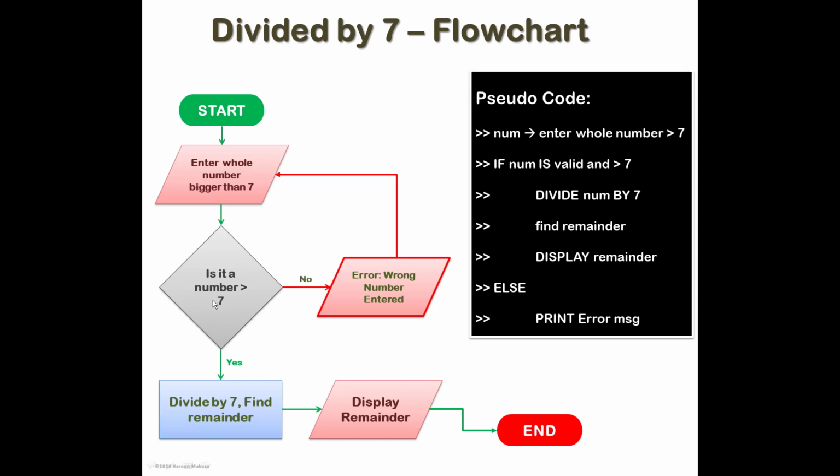But if a number is not greater than 7, it's going to show an error message, wrong number entered, and then it gives you another chance. In between here you can say refresh the screen, delete everything on the screen, refresh the program, and then ask them to enter a number again. There is a lot more to it, and this is just a basic version, for example, for a year 7 class, for beginners. If you're more advanced you can expand on this flowchart and make it even more complex. So the number is divided by 7, you find the remainder, you display the remainder, and you end the program. That's how it shows.